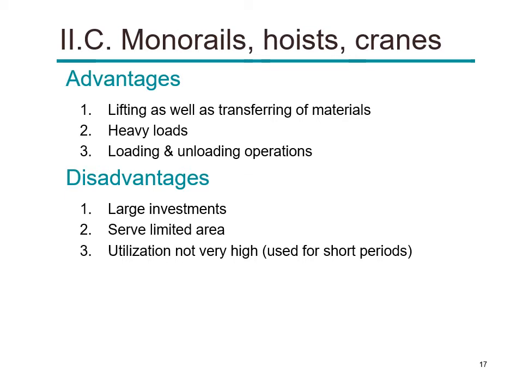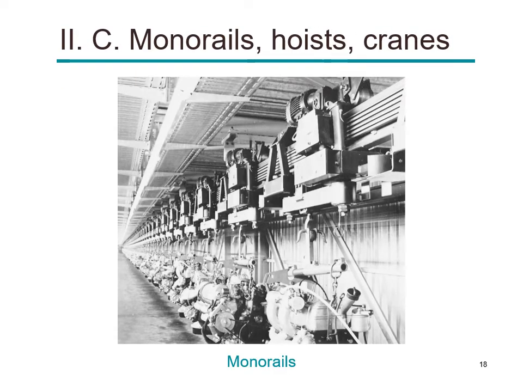Okay. And the basic disadvantage of these devices is they require large investments. They are expensive in comparison to conveyors and industrial vehicles, and they require large initial investment cost. Usually they serve a limited area, especially for example jeep cranes or bridge cranes. They can serve only a very limited area. And another disadvantage is usually their utilization is not very high. They are used only for short periods of time. Now let's see some examples of these.